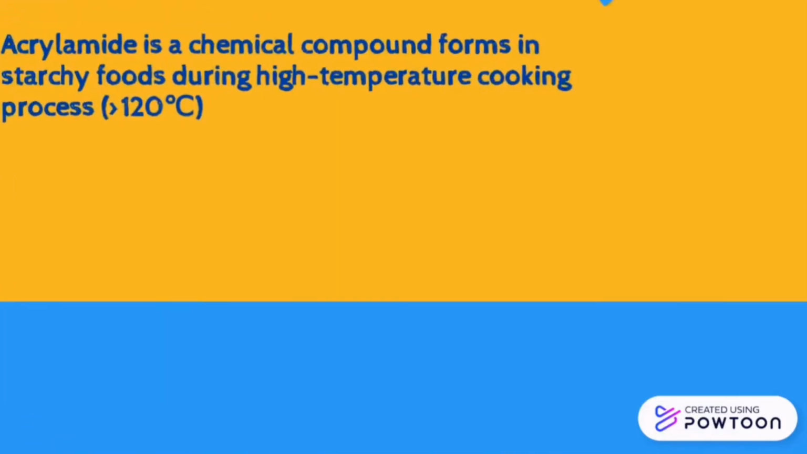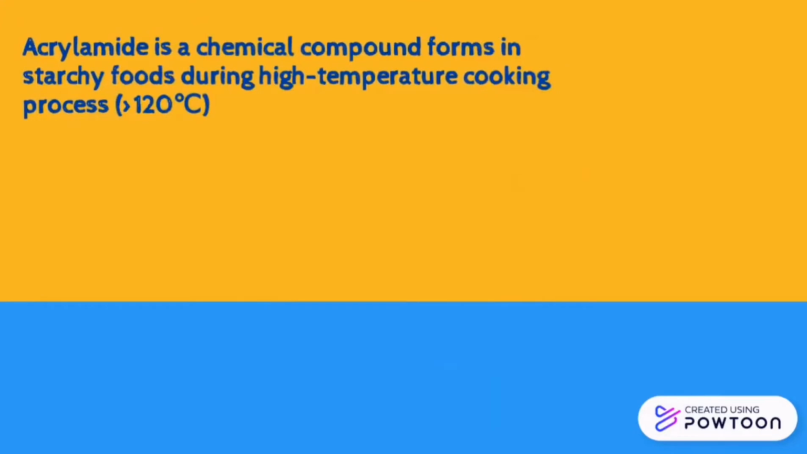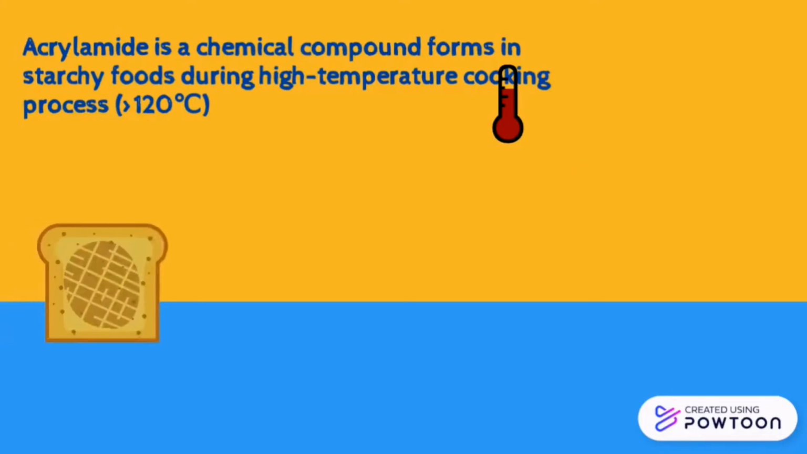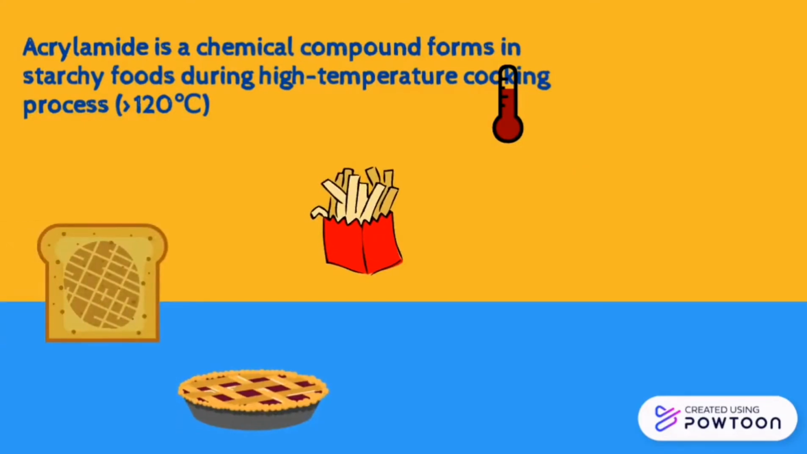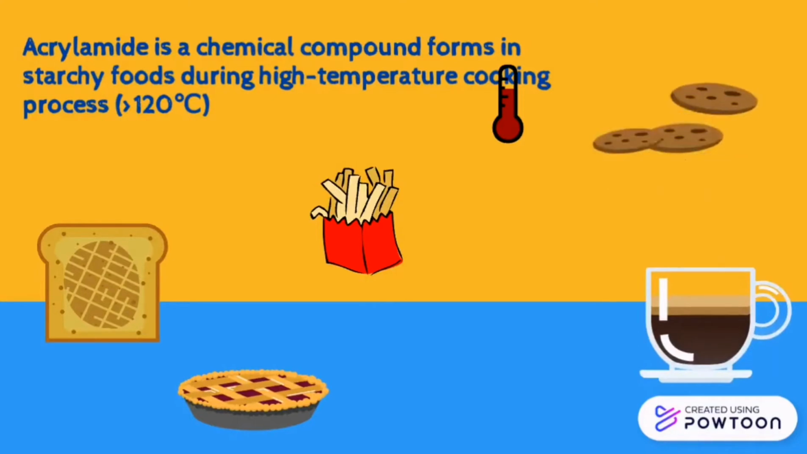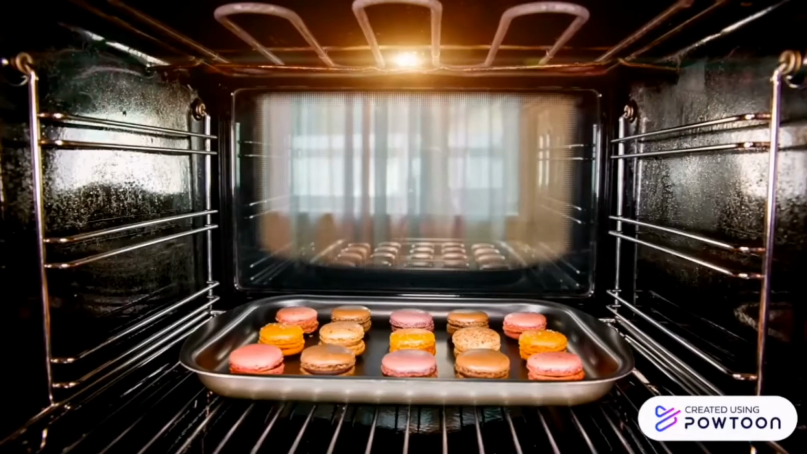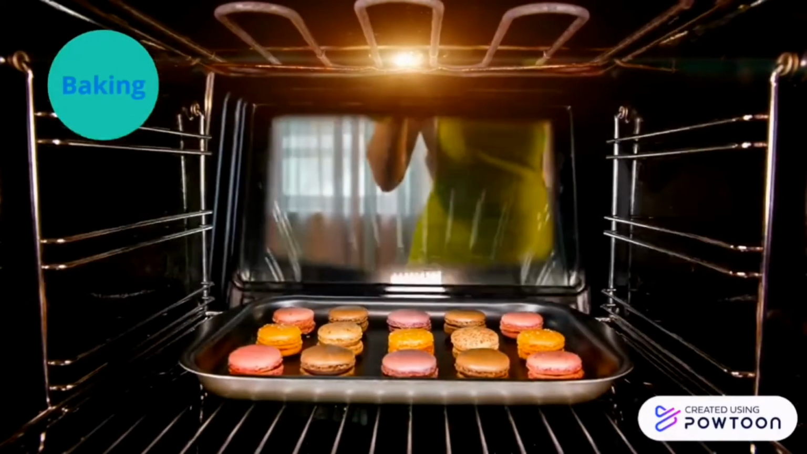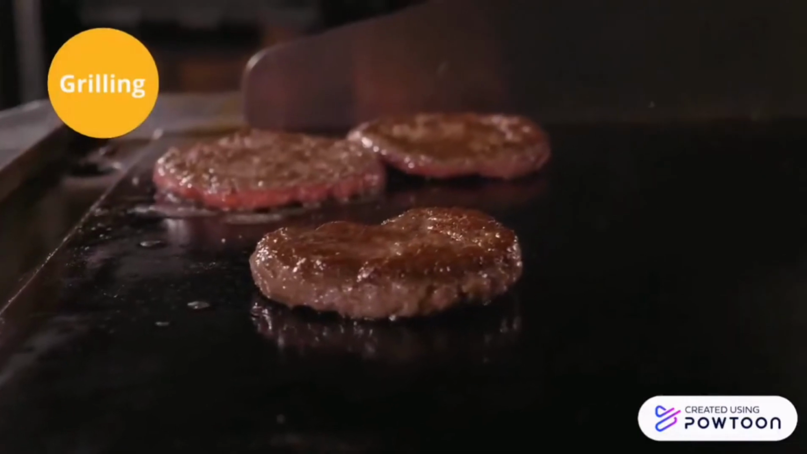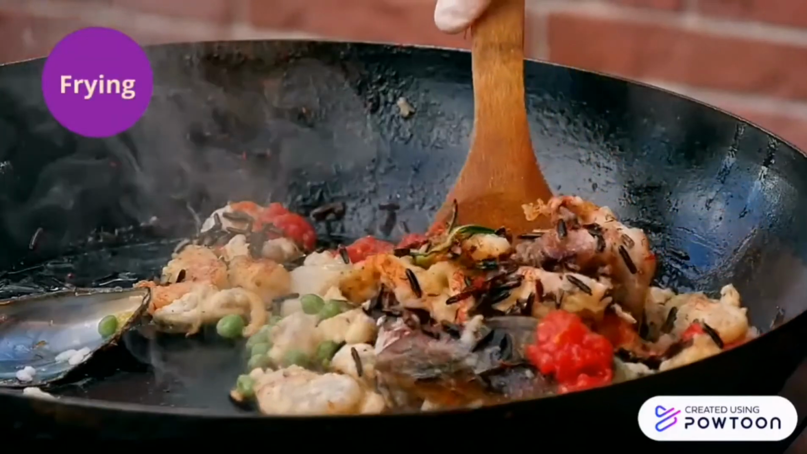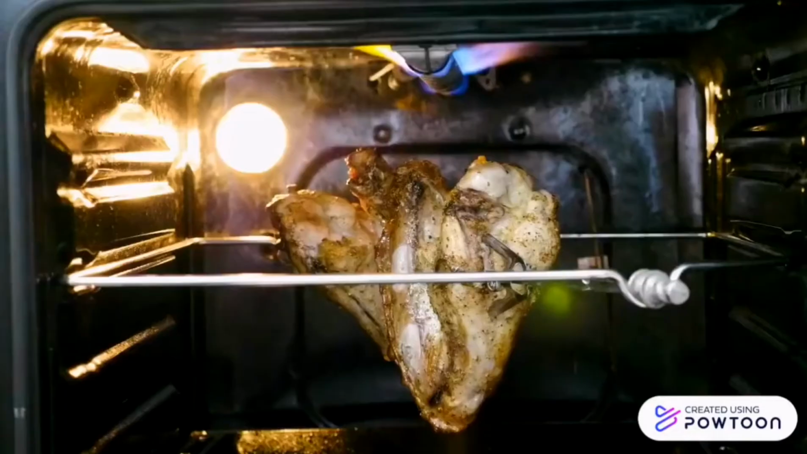Acrylamide is a chemical compound naturally formed in starchy foods during high temperature cooking process at a temperature above 120 degrees Celsius. For example, bread, French fries, coffee, cookies, and potato chips are the major food sources of acrylamide. Acrylamide is formed during baking, grilling, frying, and roasting.